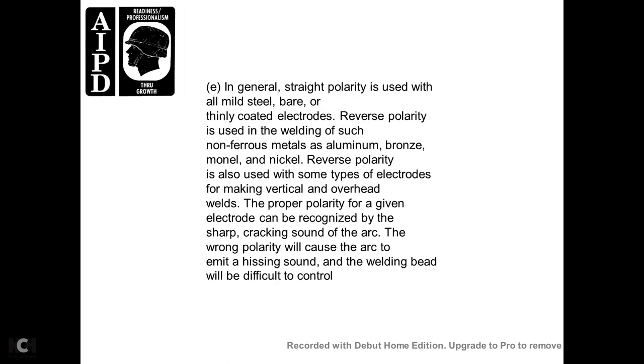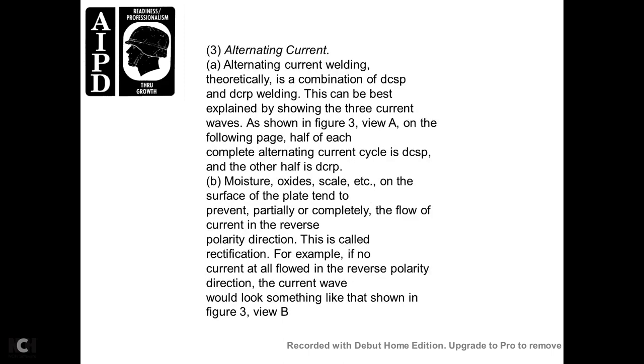In general, straight polarity is used with mild steel bare or thin coated electrodes, while reverse polarity is used for welding non-ferrous metals such as aluminum, bronze, and Monel nickel. Reverse polarity is also sometimes used with electrodes for vertical and overhead welds. The proper polarity of an electrode can be recognized by the sound. A sharp crackling around the arc indicates correct polarity. Wrong polarity will cause the arc to emit a hissing sound, and the welding bead will be difficult to control.